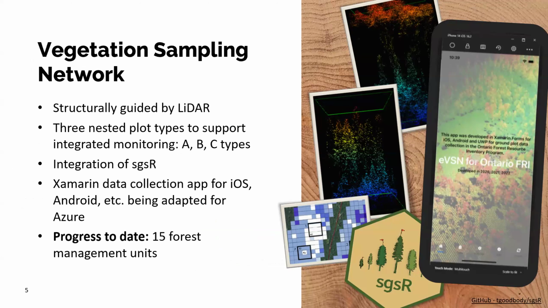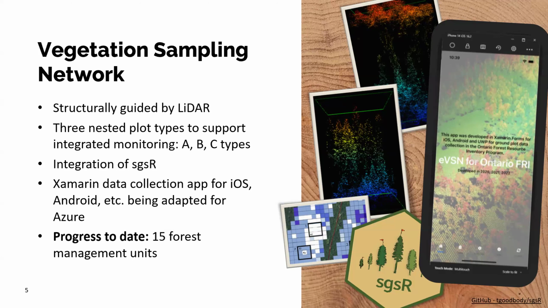And within that, there's a nested plot arrangement that consists of what we call our A, B, and C plots, and we'll go through those in detail here in a few minutes. We're using tools such as SGSR, as well as the VSN app that was developed to support the collection of field plot data, and that's been tweaked to be able to communicate with our cloud environment so that we can consume data from the vendor in the cloud and integrate updates.